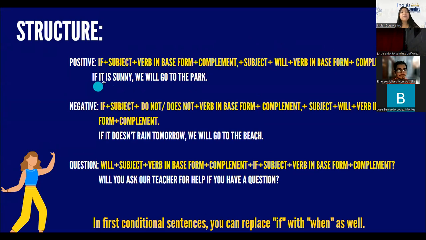And we have, if it is sunny, we will go to the park. Yeah, if it is sunny, we will go to the park. Because we can do another thing if we want, right? So that is not sure. Now, number two, which is negative. If it doesn't rain tomorrow, we will go to the beach. If it doesn't rain tomorrow, we will go to the beach.